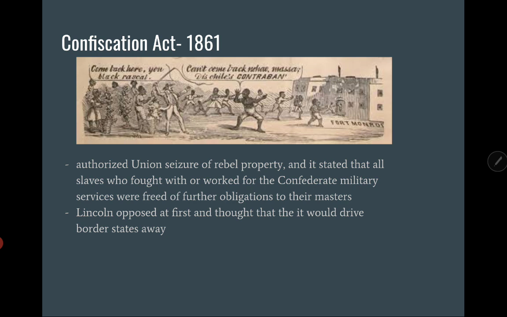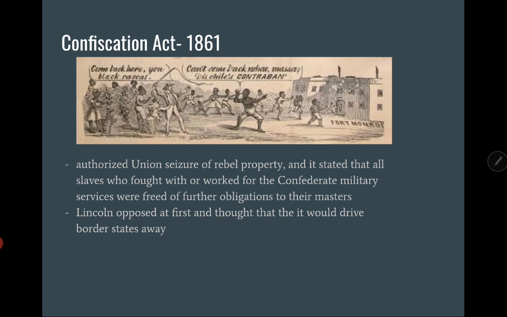So it authorized the Union seizure of rebel property for all slaves who fought with or worked for the Confederate military services, right? So technically we are still under the Constitution, and technically under the Fugitive Slave Act we are supposed to return these slaves. But this is how they're going to get around that.